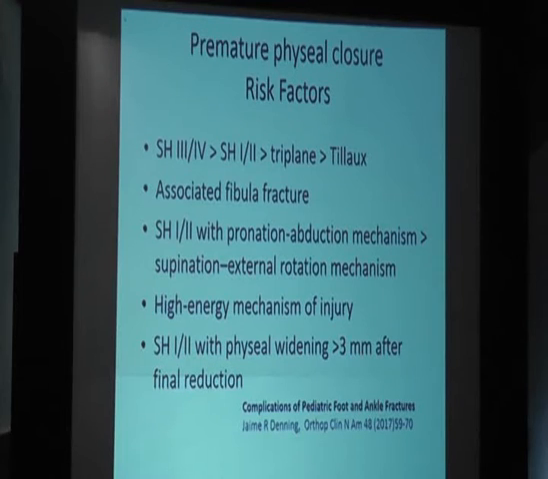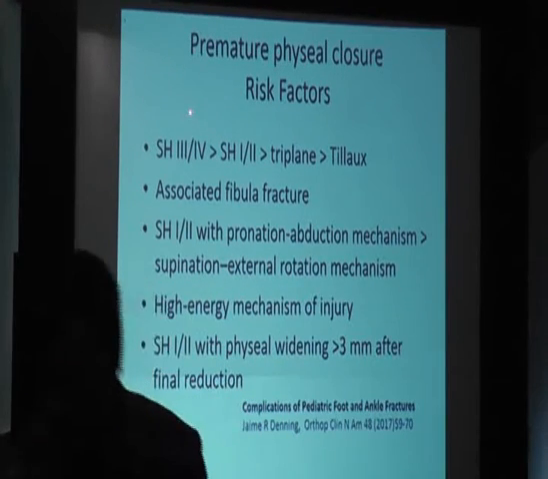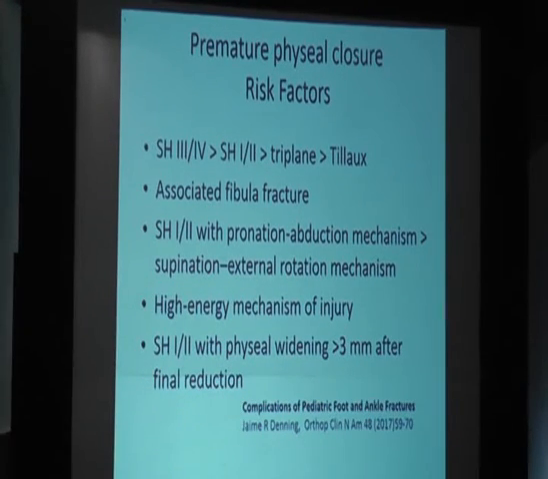As you can see, Salter-Harris type 3 and type 4 have much more risk than type 1 and 2, especially in ankles. The much talked about triplane fracture and Tillaux fracture usually don't have much of a growth plate problem because they happen late, towards the end of maturity. All other factors really suggest a high velocity injury. If it is a high velocity injury, they'll have a fibula fracture, and pronation abduction violence is again a high velocity injury, which can all lead to premature physeal closure.